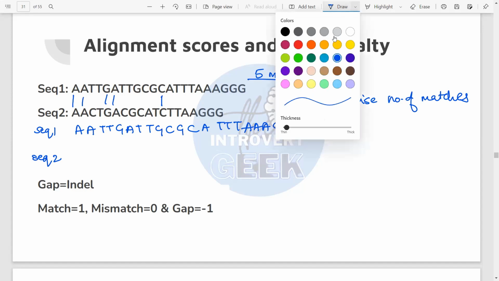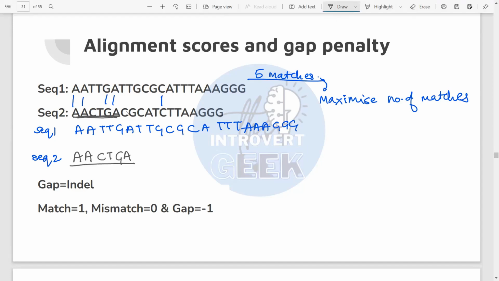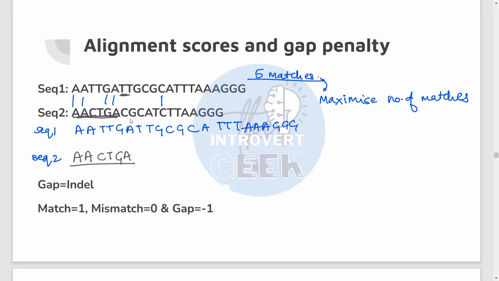Now, in the second sequence, what I'm observing is the first two residues were matching, so I keep them the same way. A, A. Okay, let's have the second sequence also, that is CT. Then you have GA, which are again matching. So till here it is okay. Now, observe carefully, there is no match for these two T's over here in the second sequence.